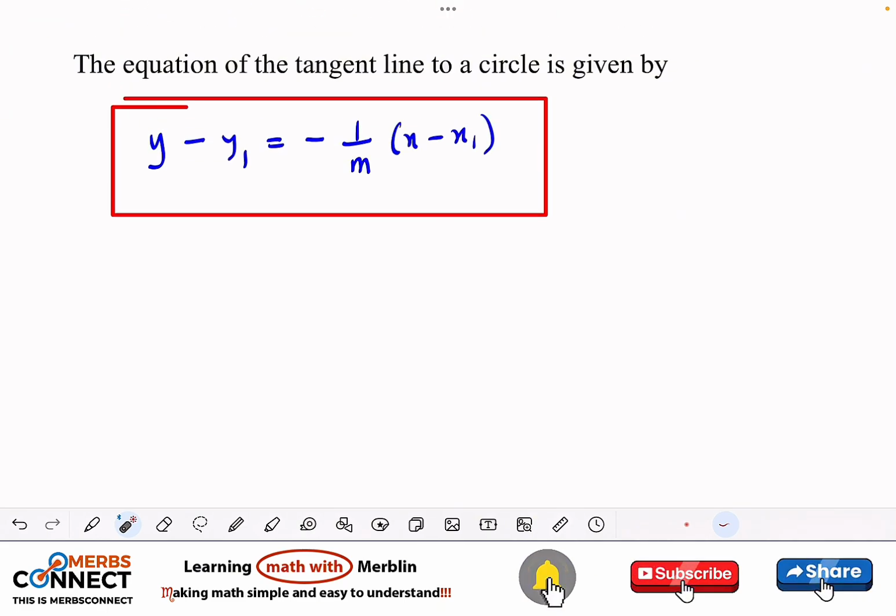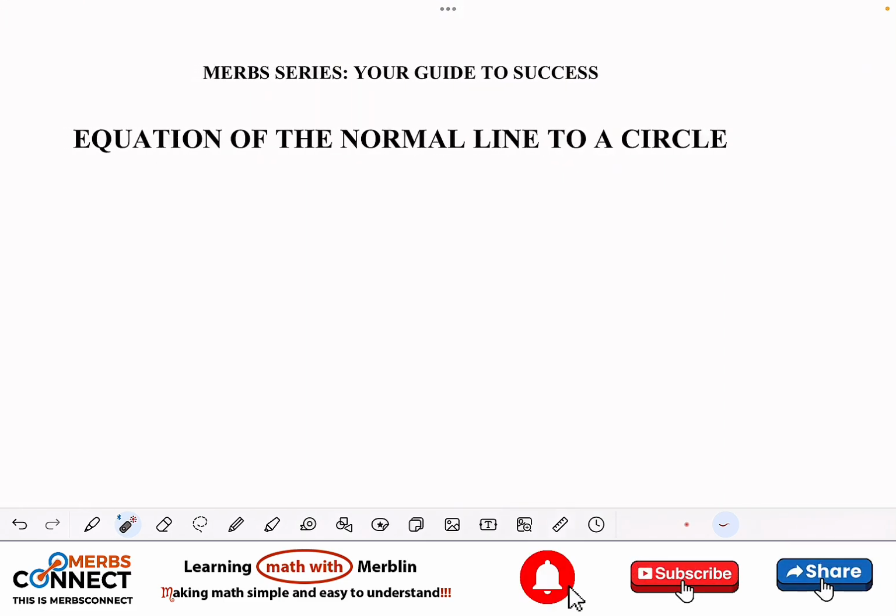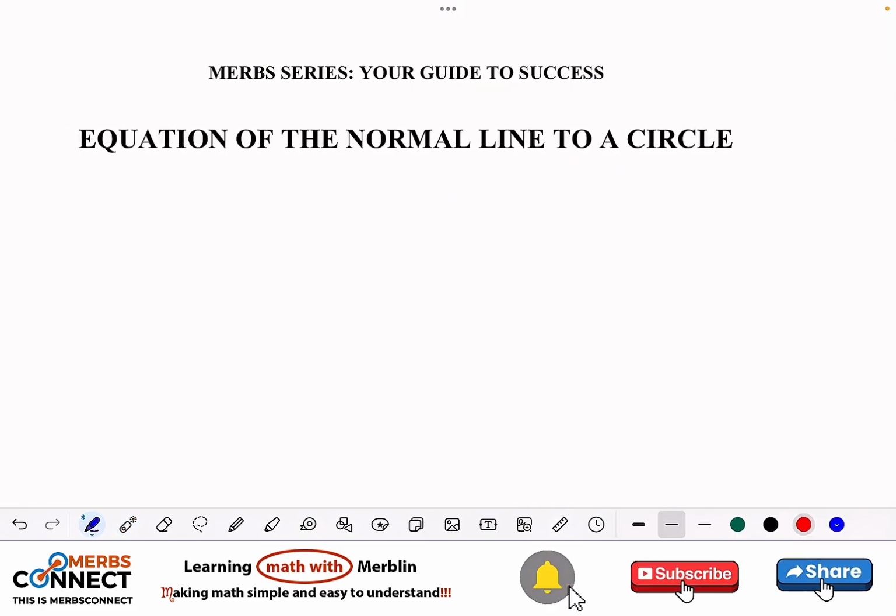All right, let's look at the normal. Equation of the normal line. We are almost done. I'll give you the information and then we just go. So the equation of the normal line is basically something like this.